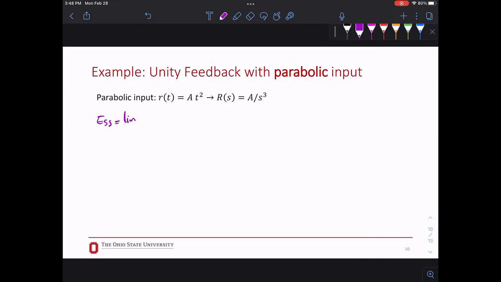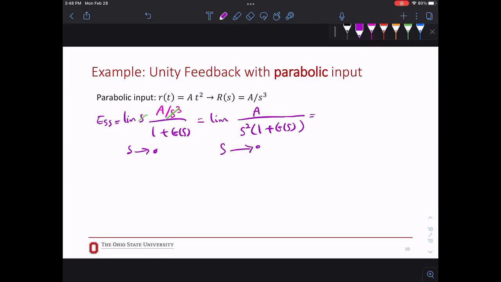ESS is the limit of S times R over 1 plus G of S, right? R here is A over S cubed, when S goes to 0. So I can cancel one of these and do the same thing. Again, I'm just here observing what is happening. We don't know what our system is, and it really doesn't matter. As long as we know what is happening, we can put any system, which is your fast participation, by the way. So this would be A over S squared plus S squared G of S when S goes to 0. So this one is 0 no matter what.